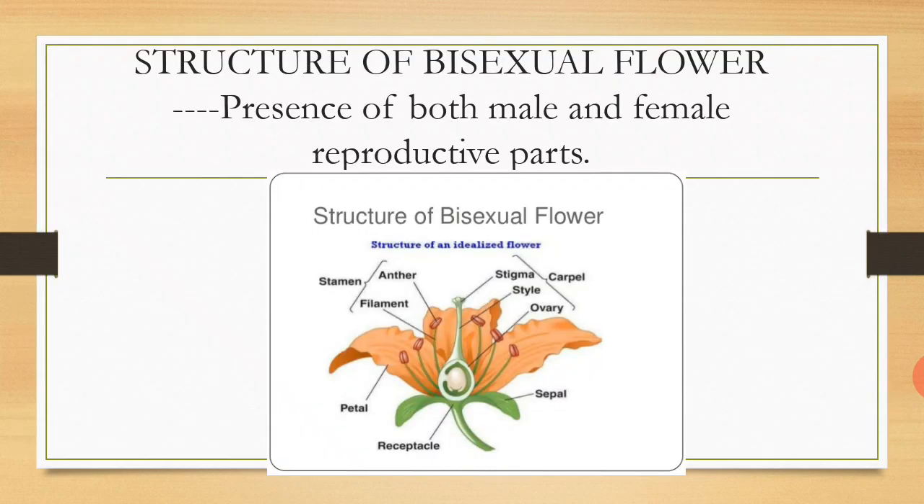Just have a look at a bisexual flower. As I told you, a bisexual flower has both the male and female reproductive part. So you can see the stamen and pistil both are present in this kind of flower.